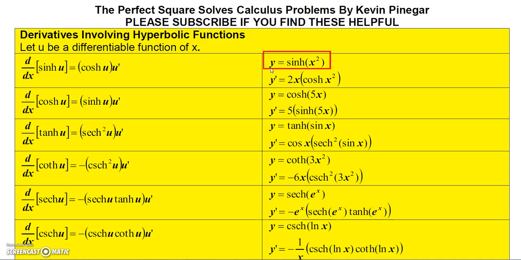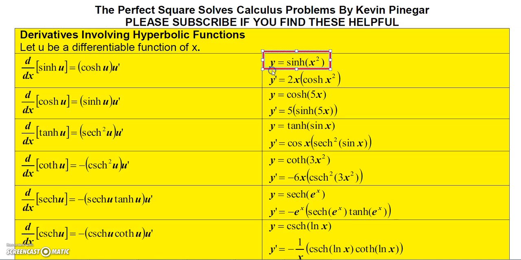Okay, so we've got the function here, y equals the hyperbolic sine of x squared. So this would be the hyperbolic sine of u, where u is x squared. So the derivative of that would be hyperbolic cosine of u times u prime. So here's what I have here. Since u is x squared, I'll write hyperbolic cosine of x squared, and then I have to multiply by the derivative of x squared, which is just 2x. So again, the derivative of the hyperbolic sine of x squared is hyperbolic cosine x squared, times the derivative of x squared, which is 2x.